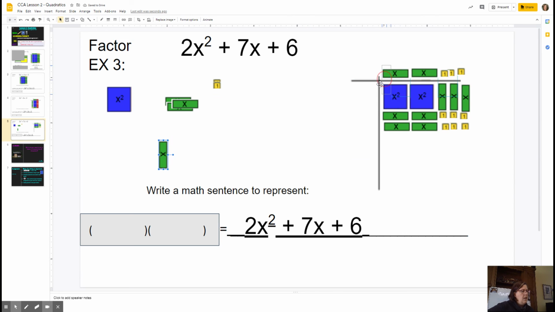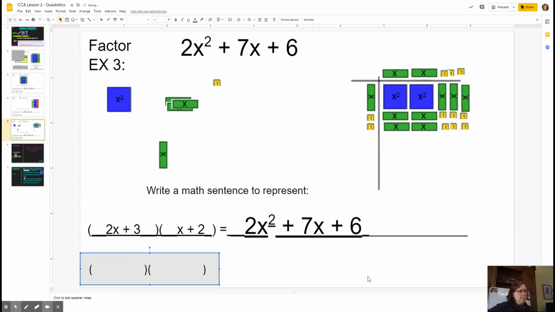And then I've got x and 2. Okay, so again, the big idea is to make sure all those tiles underneath it are in a rectangle, because once it's in a rectangle, it's just like finding the area of the rectangle, right? The length times the width. So then I've got 2x plus 3, and I've got x plus 2 would be my factored form.